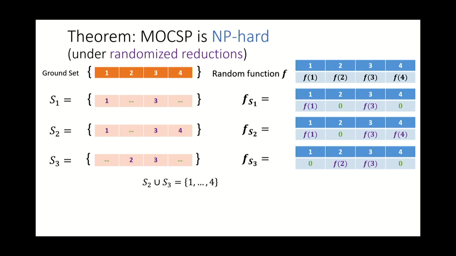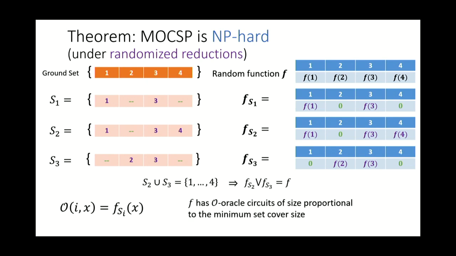If you look at a set cover on the left-hand side, so for example S2 and S3, and you OR together the corresponding functions on the right-hand side, you actually recover the function f. So this lets you go from a set cover on the left-hand side to a function computing f on the right-hand side. So if we let our oracle just be the concatenation of these induced functions, we know that f will have an oracle circuit that is proportional to the set cover instance.